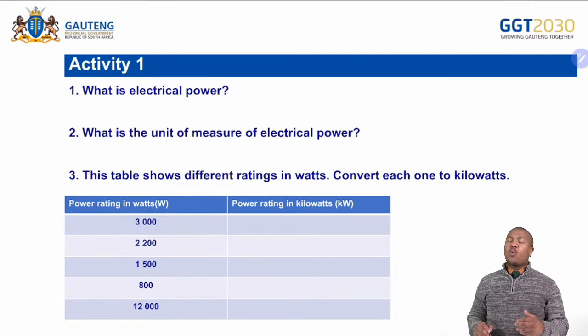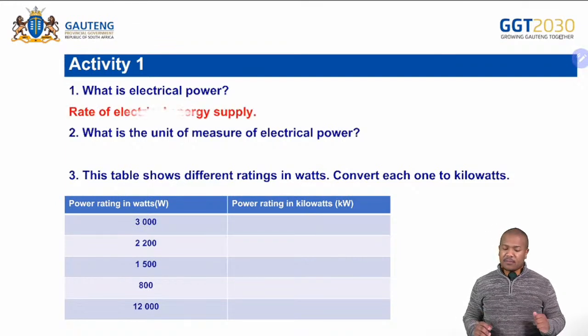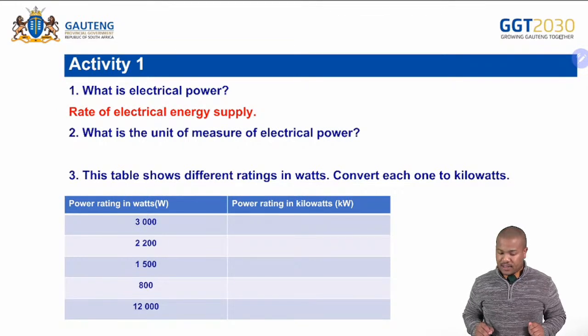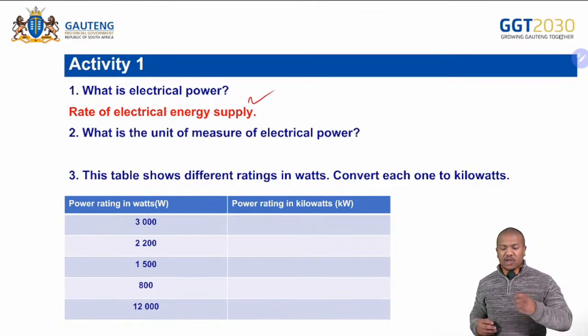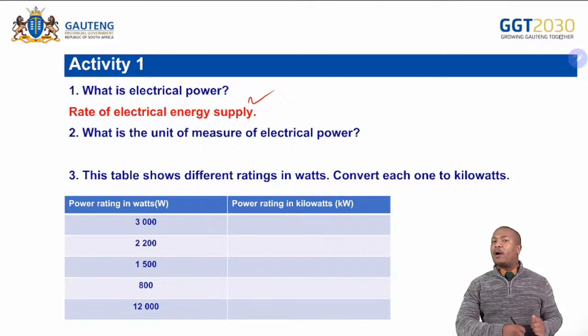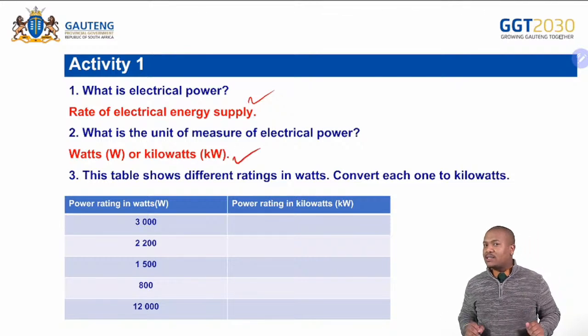Number one is saying, what is electrical power? We define electrical power as the rate of electrical energy supply. Then number two, what is the unit of measurement of electrical power? It is measured in watts or kilowatts.